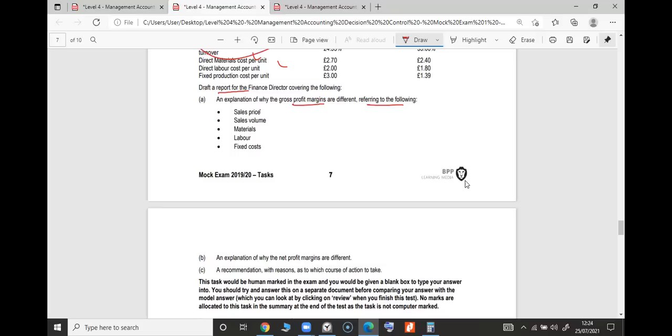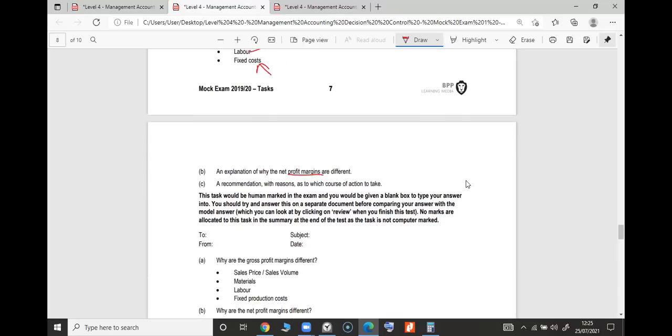It could be different for sales price, maybe up or down, and volume, maybe up or down. Materials, maybe you bought at a discounted price, or you bought at a higher price. Labor, maybe you could use A category or B category, depending on which is favorable or adverse. And fixed costs may need more or less. And why the net profit? Net profit is heavily dependent on gross profit, like sales.